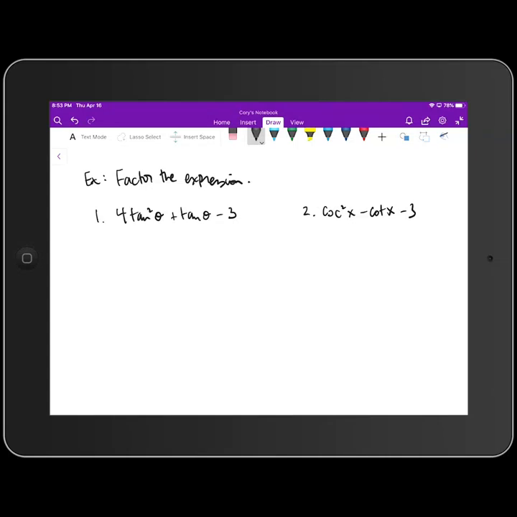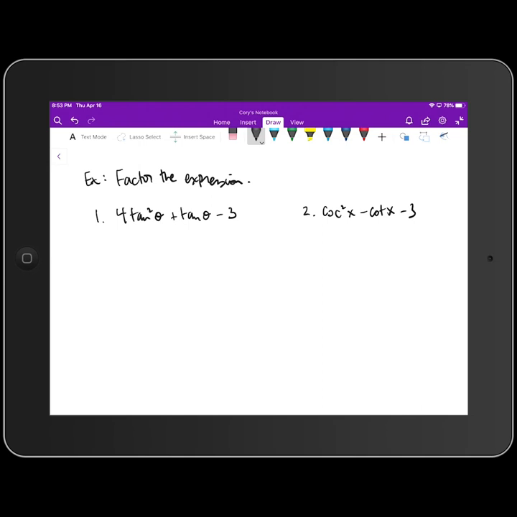All right, we're going to go ahead and move on to part 2 of this video where we're going to do some work factoring trigonometric expressions and also simplifying trigonometric expressions. So when we look at the first example, it asks us to factor the expression 4 times the tangent squared of theta plus the tangent of theta minus 3.